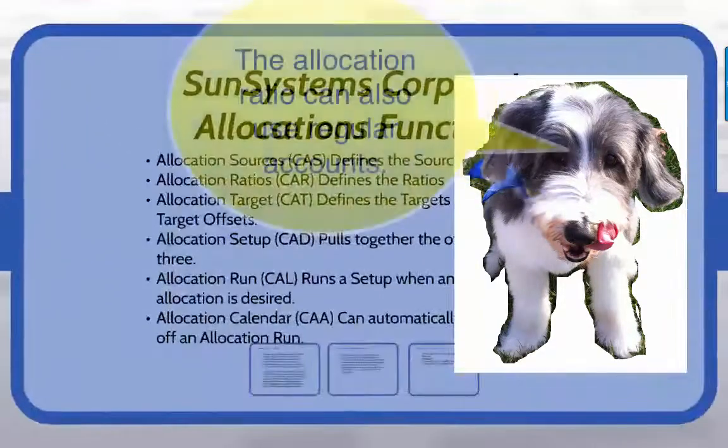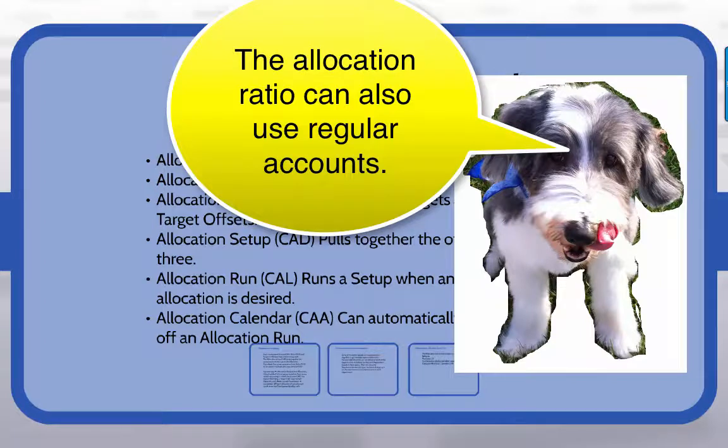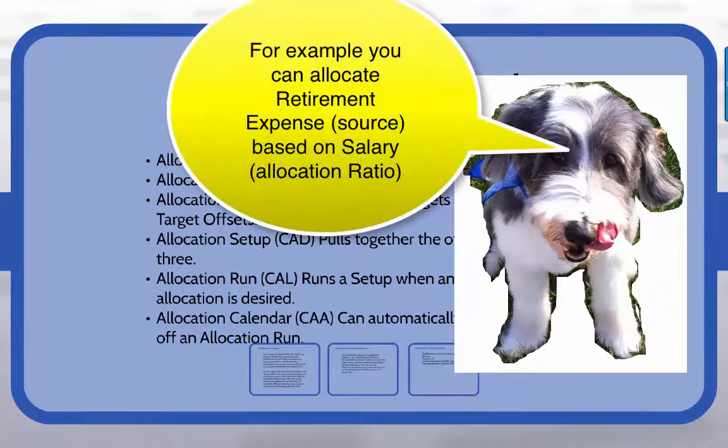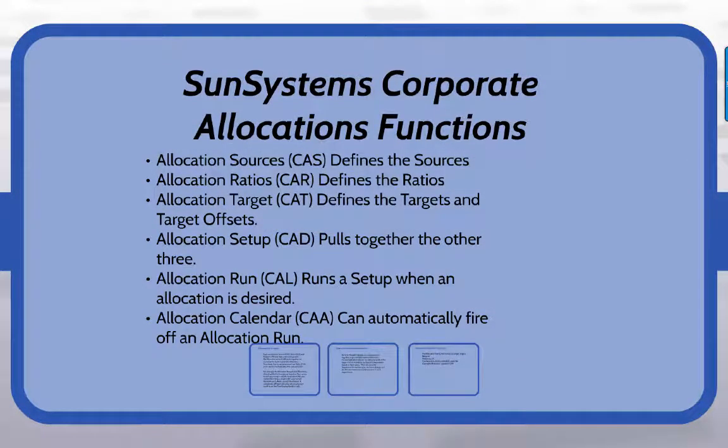Okay, so now those are our components, and so let's look at the elements inside the software. So these are the functions inside the software that we are going to become masters at. Okay, the first one is allocation sources, and it defines the source. Second one is allocation ratio, and it defines the ratios. And then the third is target, and it defines the targets and the target offsets if it is a split type, if it is a charge type. Okay, and then the allocation setup pulls those first three together. It pulls together the source, the ratio, and the target for a particular allocation.